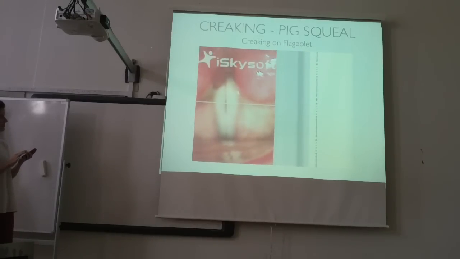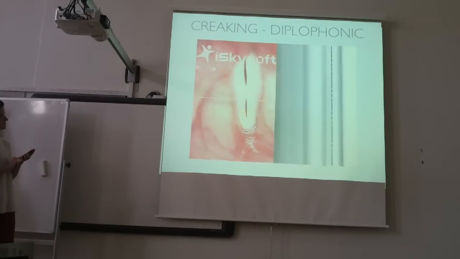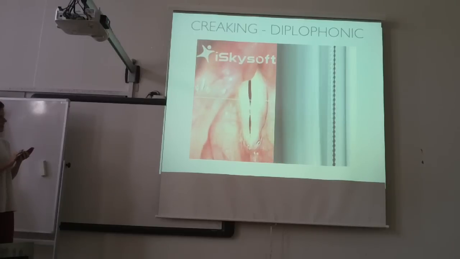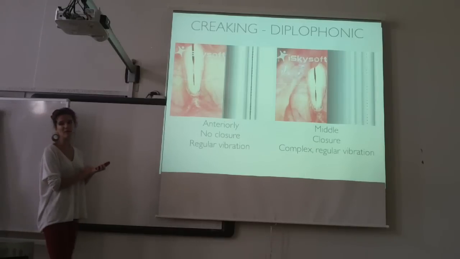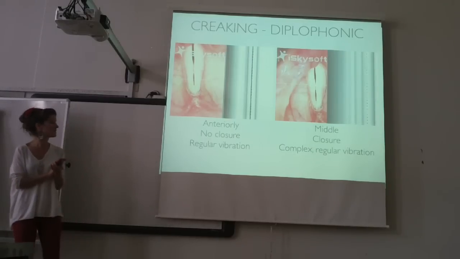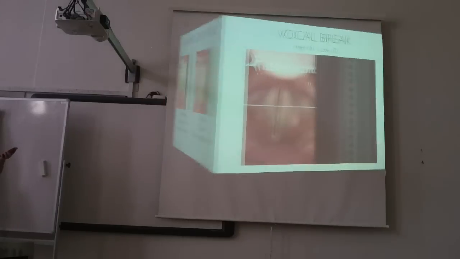And then my personal favorite, diplophonic. On the part where the vocal folds don't close, we see regular vibration, and where the vocal folds close in the middle, we see a complex but regular vibration. So the amplitude is bigger and smaller. What is that?